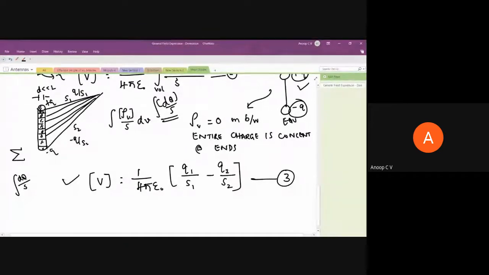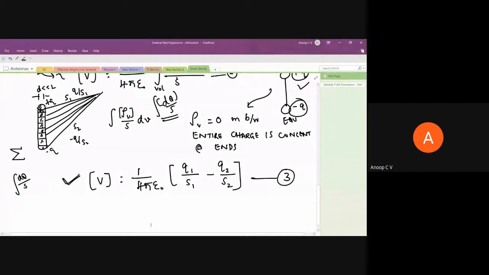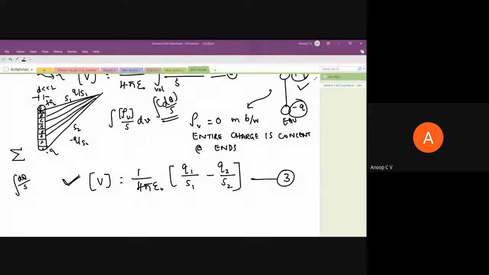Now I would like to pause here for some time and ask if you have any doubt in this. Are you able to appreciate what was given? Are you able to accept it? Shall we move forward with this? Are you able to accept the potential?